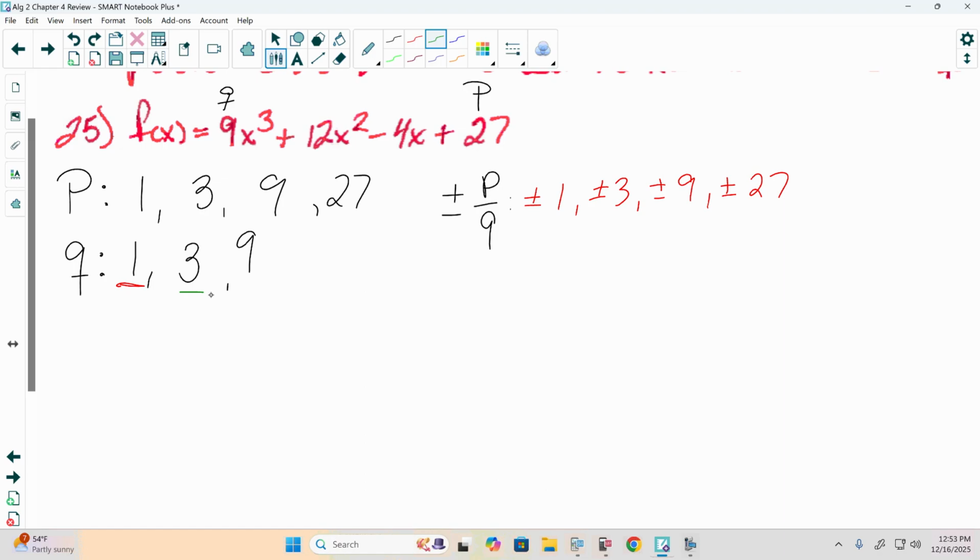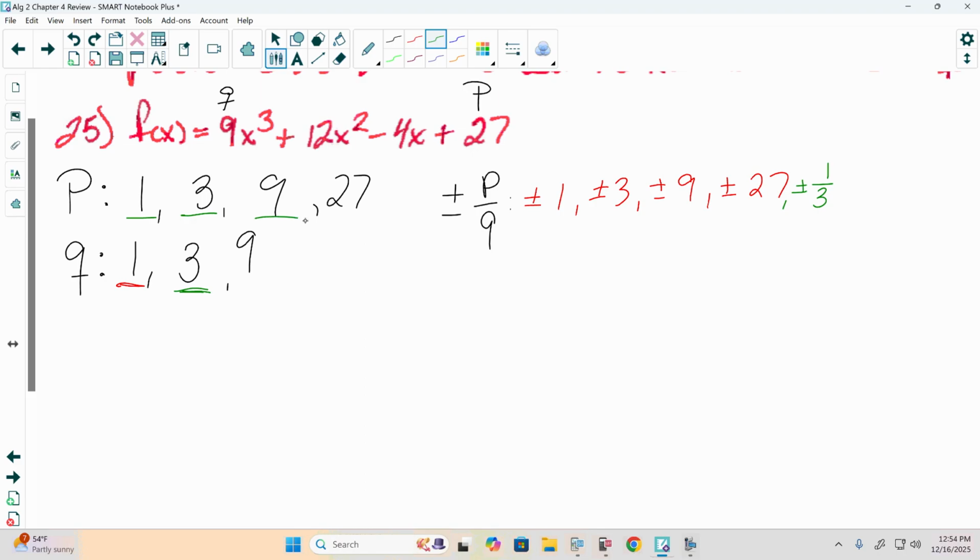Now, from there, we can move on to doing the same thing with 3. So we'd have plus or minus 1 over 3. Now, 1 over 3 does not reduce. That is simplest form as it gets. And it's not repeated, so we do have 1/3. The next one we would have would be 3 over 3. Well, 3 divided by 3 is 1. It's already listed. We don't have to write it again.